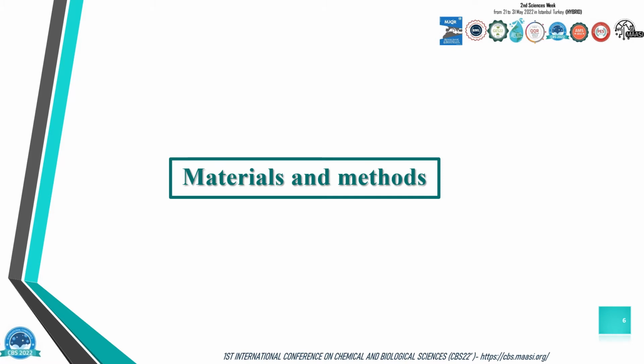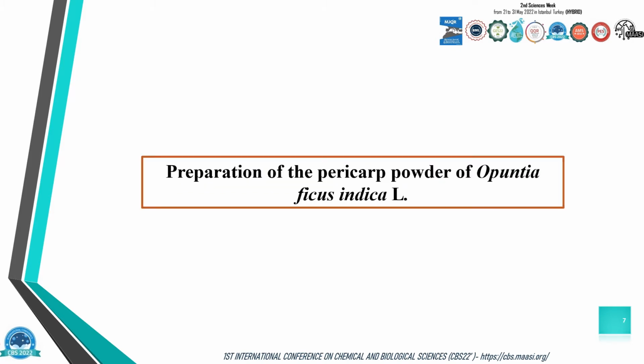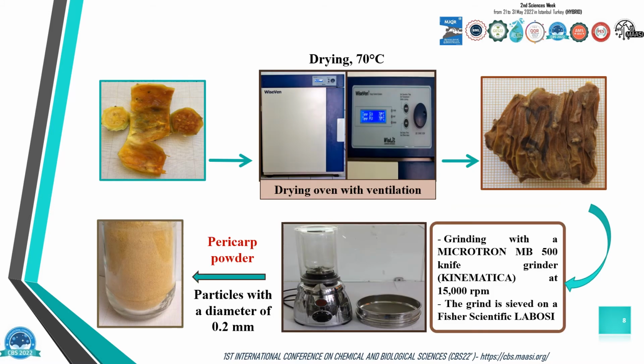For the methodology, I will start with the pericarp powders preparation. The selected fruits were cleaned to remove dust and dirt, then peeled manually. The pericarps were dried in a ventilated oven at 70 degrees Celsius until the weight of the dry matter was stabilized. Then they were crushed using an electric grinder, and the grind was sieved through a stainless steel sieve of 0.2 mm in diameter to obtain a homogeneous powder.